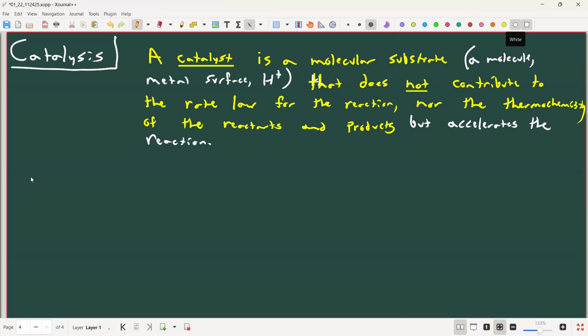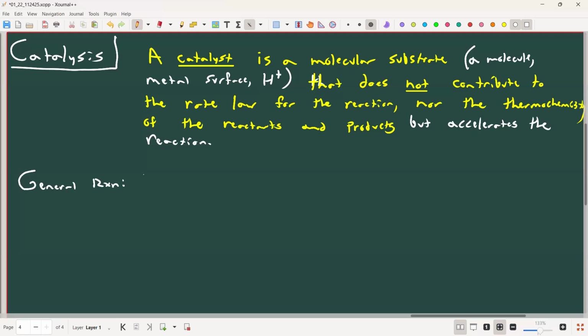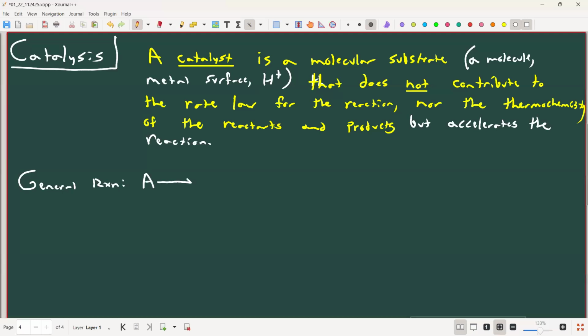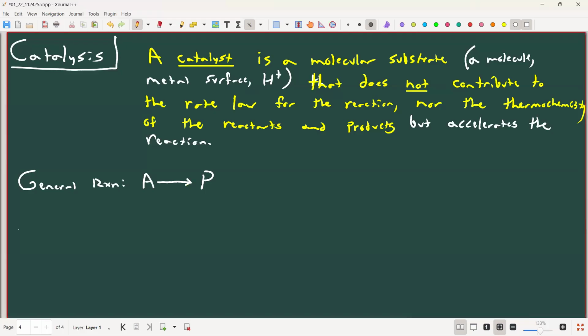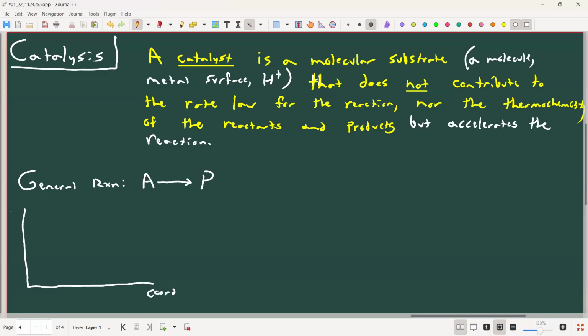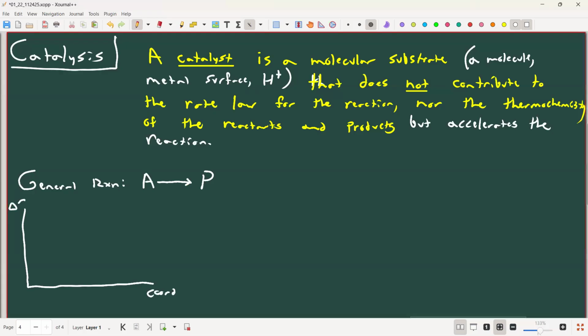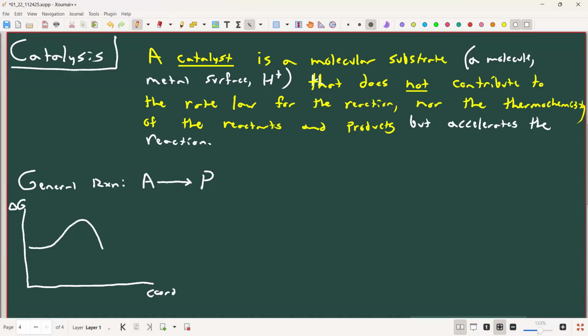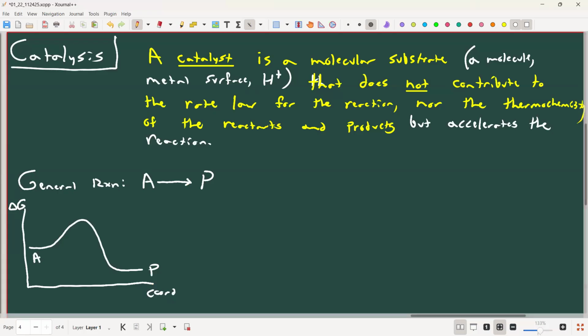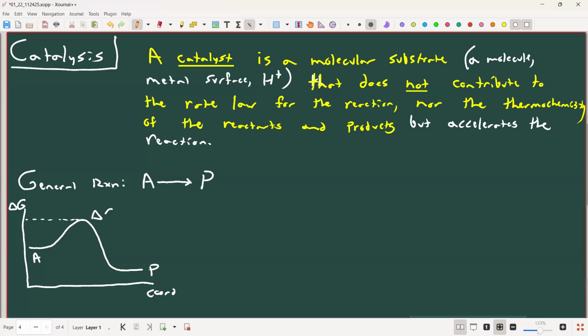Right, so we can just look at a general reaction, A to P. We can just draw a little reaction coordinate. Here's our A to P reaction. Right, it's got some barrier. We can write that barrier as delta G double dagger.